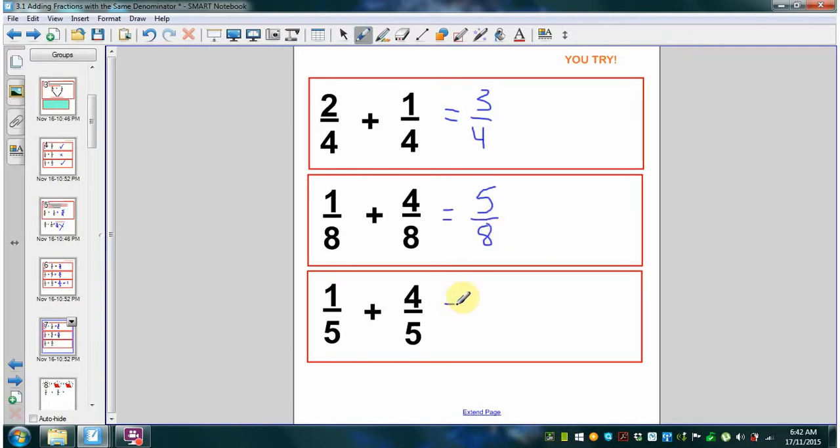Okay, and this one, are these ready to add? Common denominator, yes. So add our tops. 1 plus 4 is 5. Keep our denominator, bring it over. It's 5, so 5 over 5, or that can be answered more simply as just 1, because 5 divided by 5 is 1. Anything over itself is always 1.